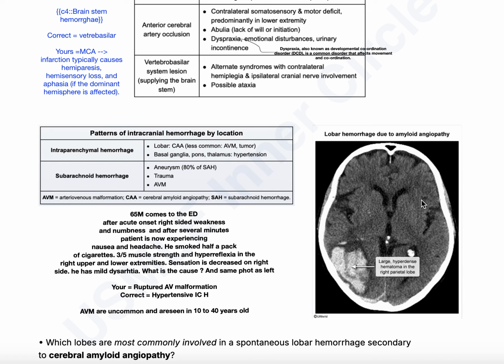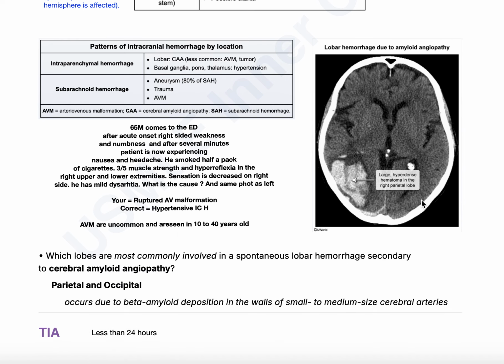That's because he's 65 years old. If he was 40, we're thinking MCA. What's the most common cause? What lobes are most commonly involved in cerebral amyloid angiopathy? It's going to be parietal or occipital.